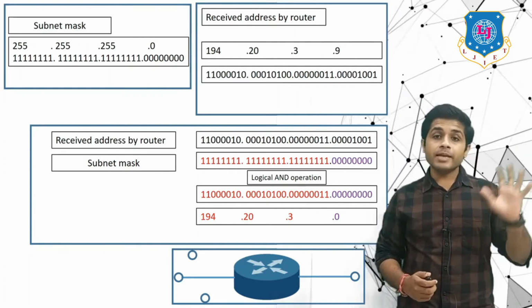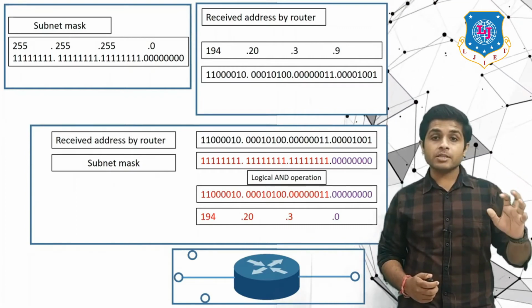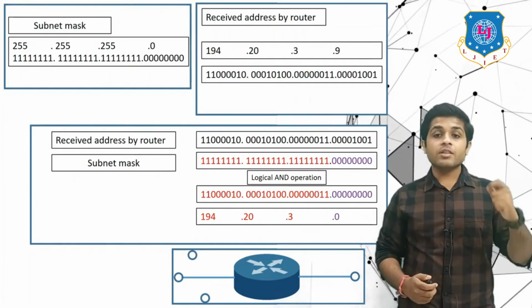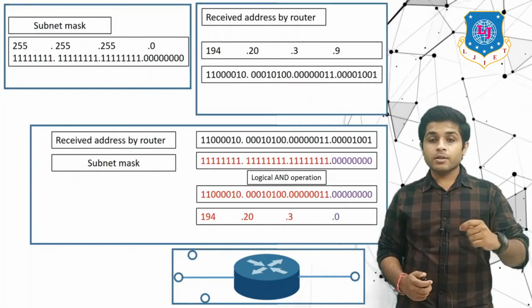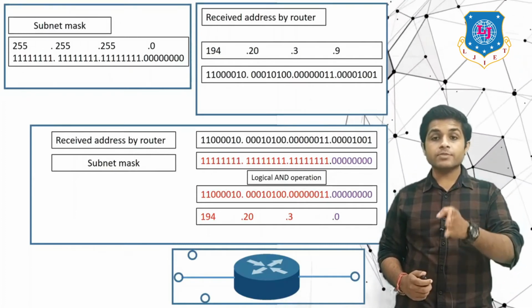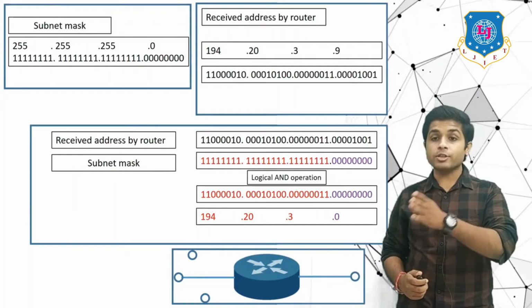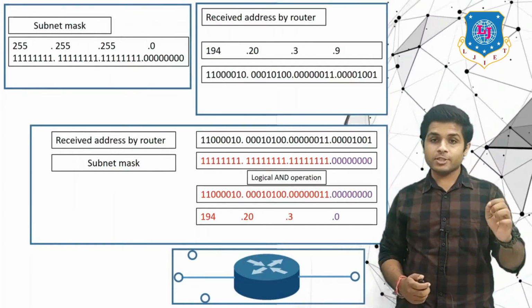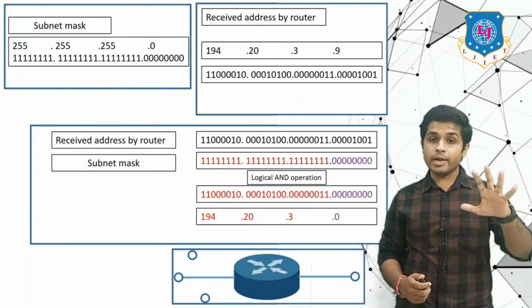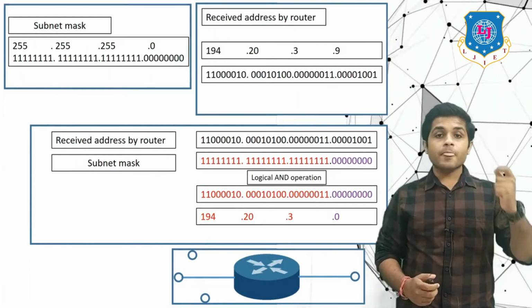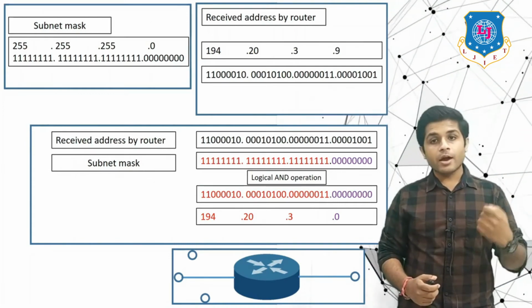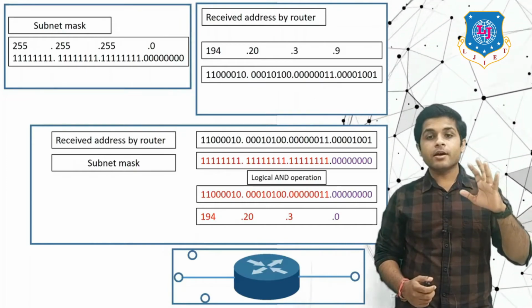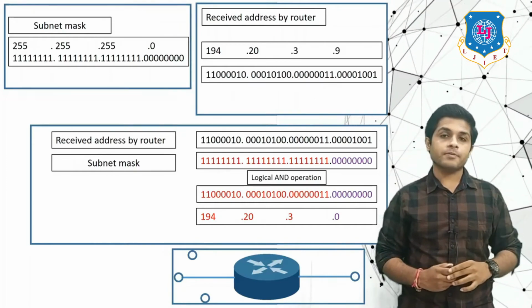So the received IP address was of any device in the network. But from that IP address and the subnet mask, the router has found the address of the network. You can see that the address of the network is 194.20.3.0. It is the first address of the network. And you know that the first address represents the whole network. So using the subnet mask, the router finds the IP address of the network.